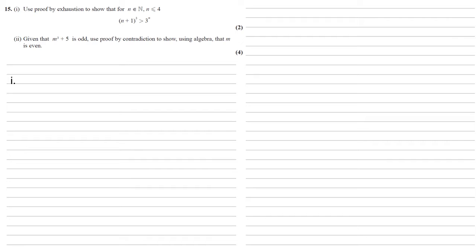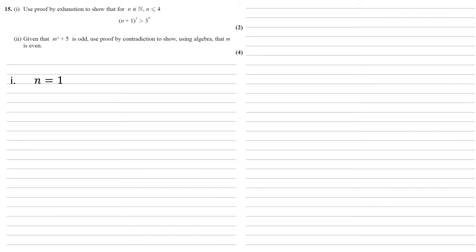So proof by exhaustion means we take every single case and show it works for all of those cases. For us, n is in the natural numbers, so those are the integers from 1 upwards, and it's smaller than or equal to 4. So we've got 4 cases to work with. n is equal to 1, 2, 3, or 4.